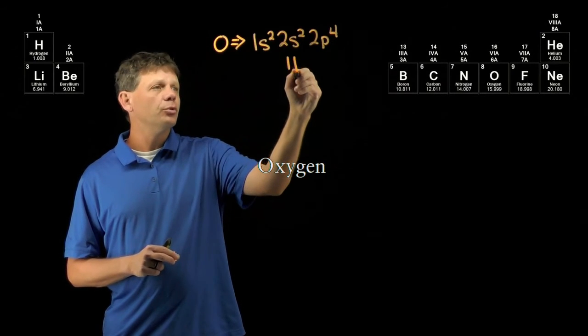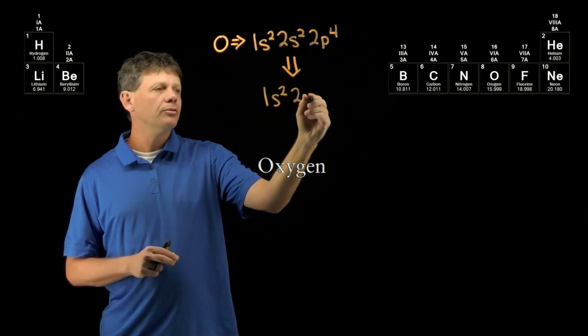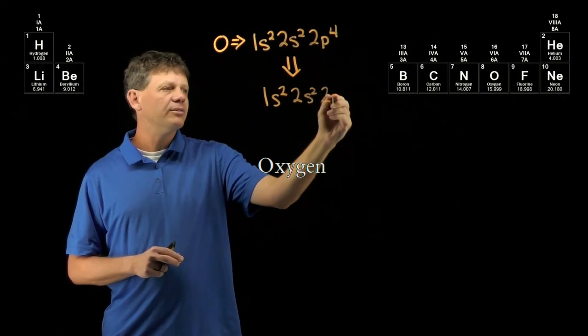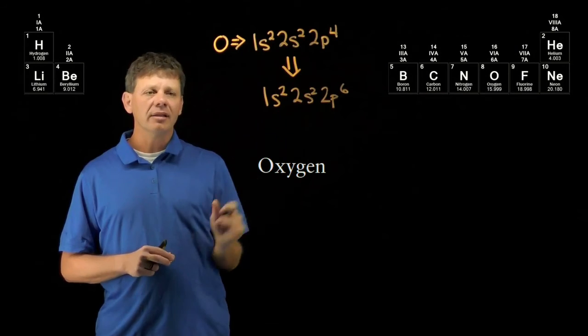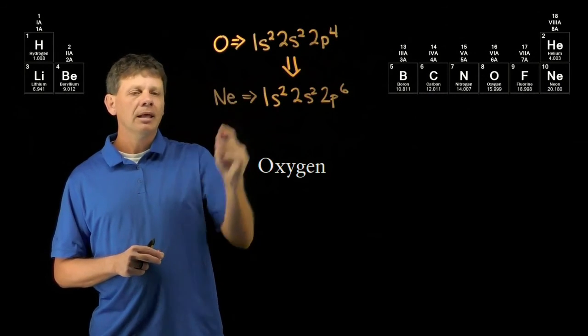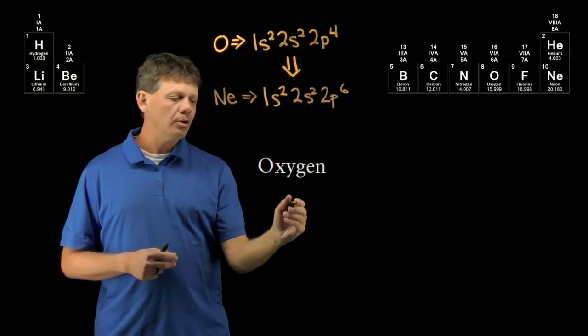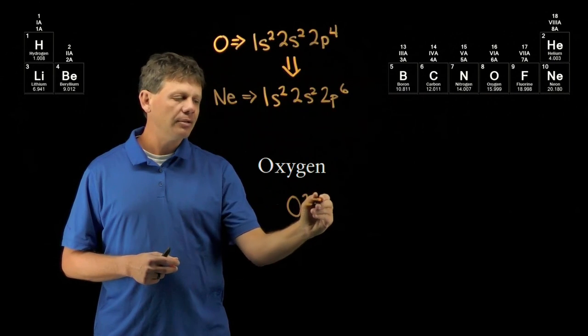By adding those 2 electrons, the configuration changes to 1s2, 2s2, 2p6. That is the electron configuration that matches neon. In the process of gaining those 2 electrons, oxygen will now have a -2 charge.